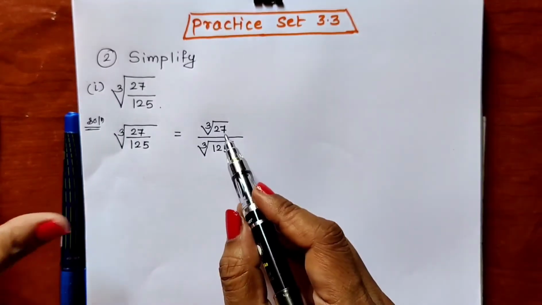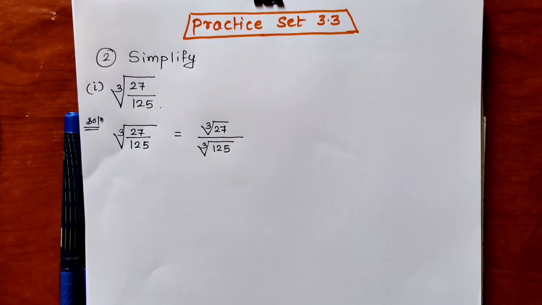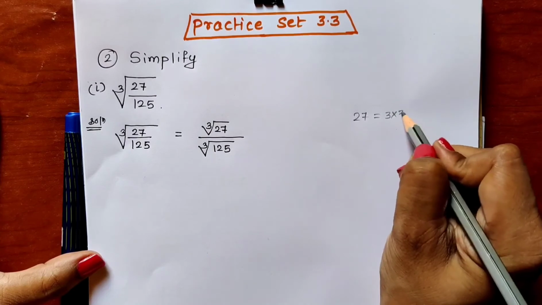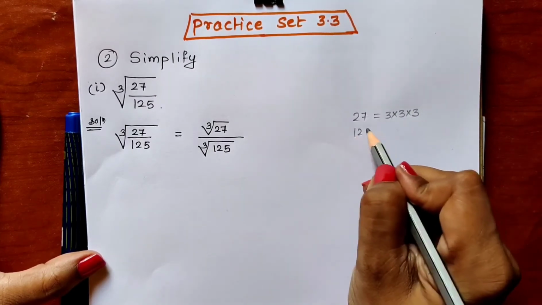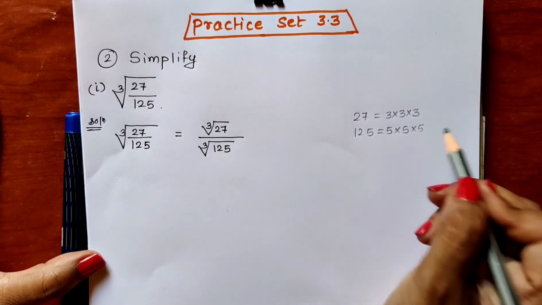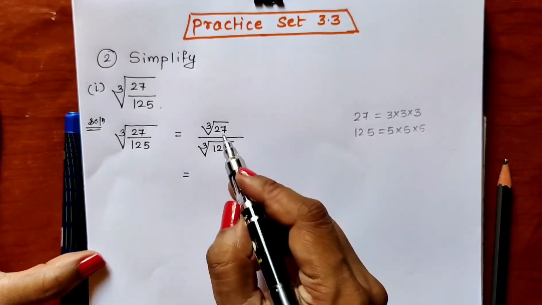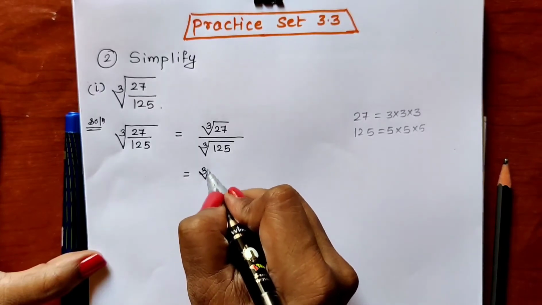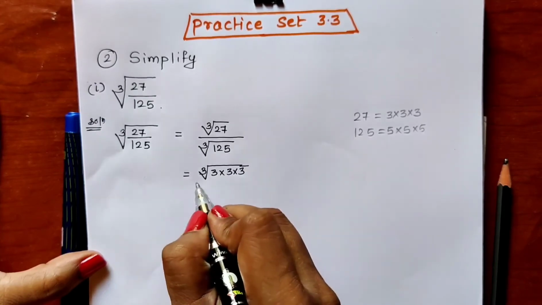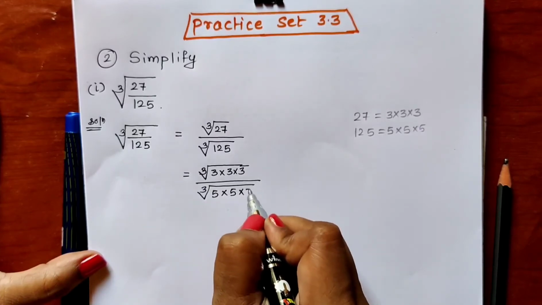See children, we all know 27 is cube of 3. 3 into 3 into 3. 3 3s are 9, 9 3s are 27. We all know that. 27 is cube of 3, correct. And 125 is cube of 5. We all know that. 5 into 5 into 5. 5 5s are 25, 25 5s are 125. So we will be writing the prime factors of 27 also and 125 also. So cube root of 27 means 3 into 3 into 3. And cube root of 125 means 5 into 5 into 5.